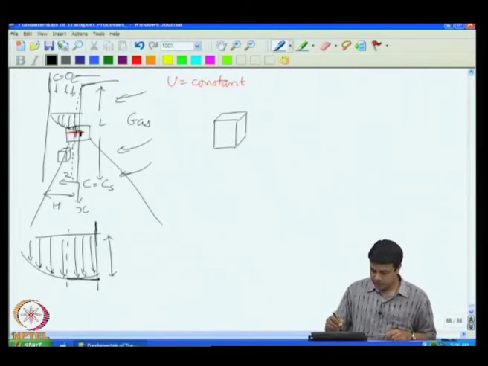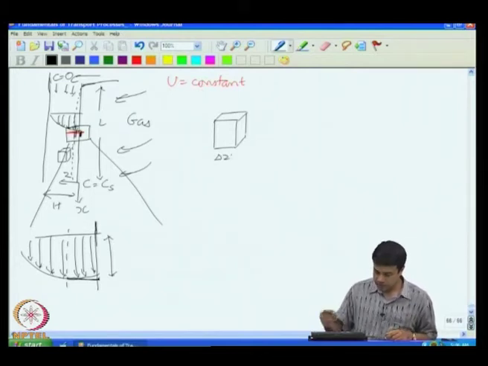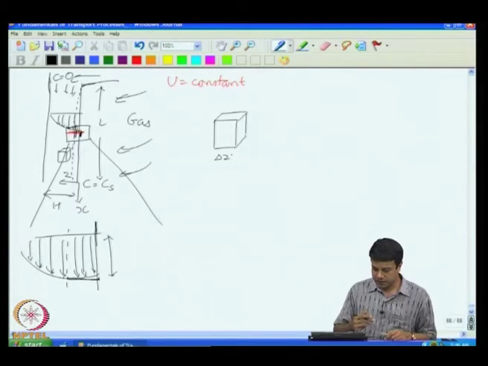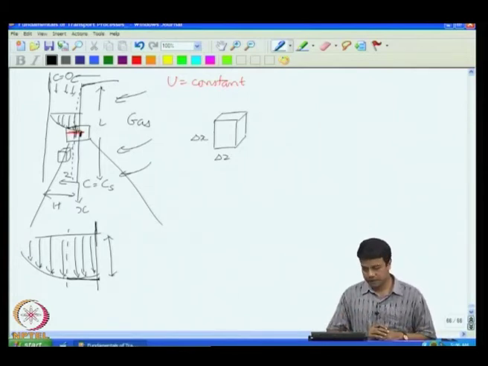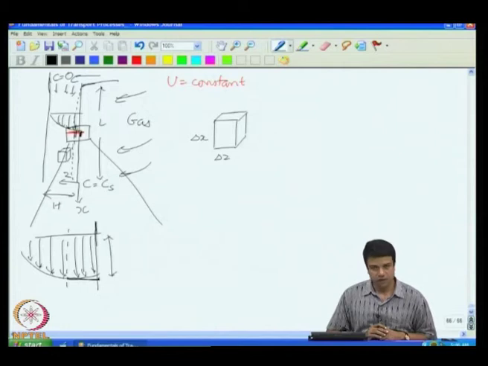This is delta z, perpendicular to the film. Delta x is along the flow direction. A second assumption that we will make: we will neglect diffusion along the x direction. There is flow along the x direction, but we will assume that there is no diffusion.